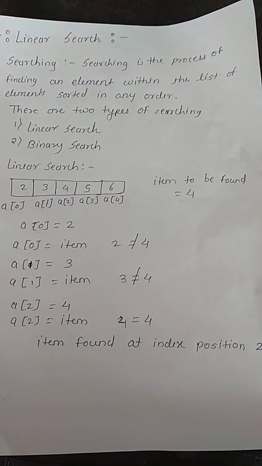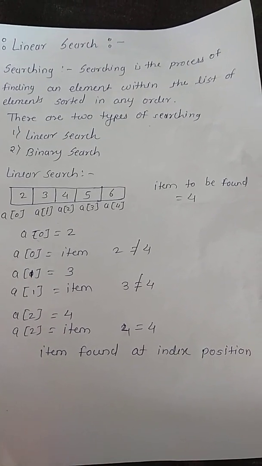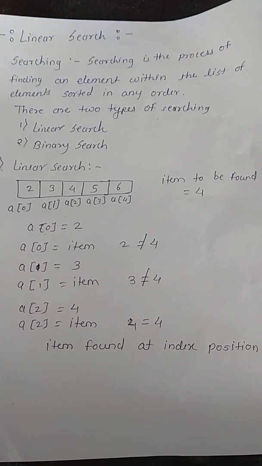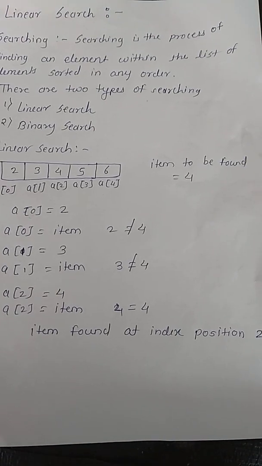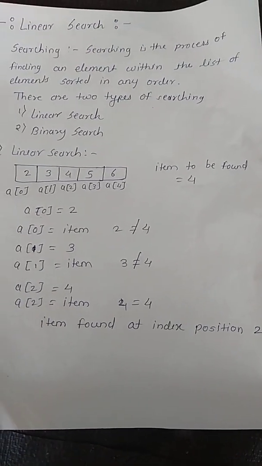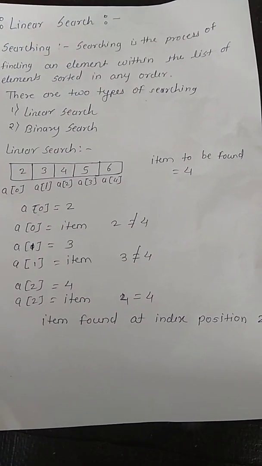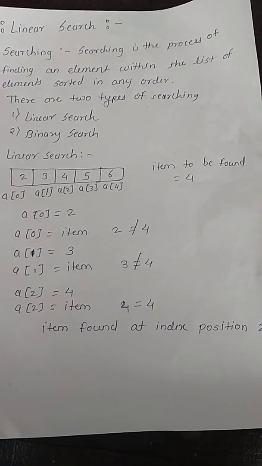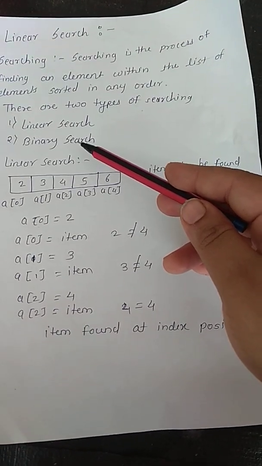So what exactly is searching? In searching, we have to find an element from a specific array or a group of elements in a sorted array or an unsorted array. So when there are many numbers or more data in an array and we have to find a specific element, how are we going to do that? For that, two methods are defined. Those methods are linear search and binary search.